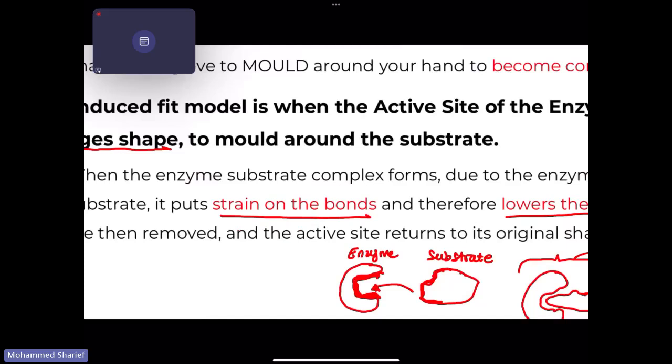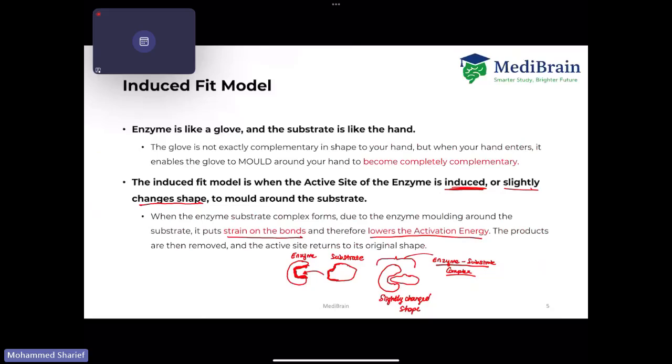Because the bonds are broken, the products are released, and then the active site can return back to its original shape. Okay, and that's basically the induced fit model of the enzyme. So far we've looked at the activation energy, the lock and key model, and the induced fit model.